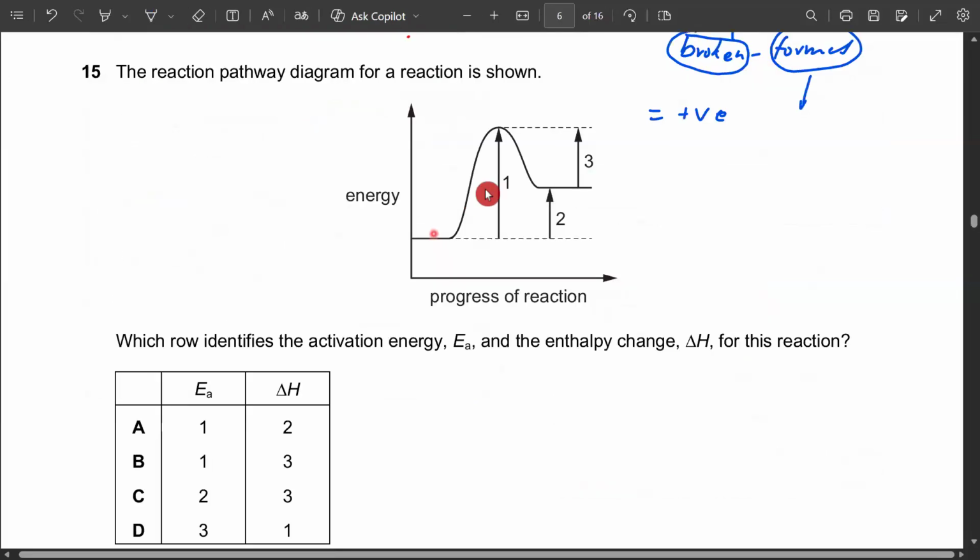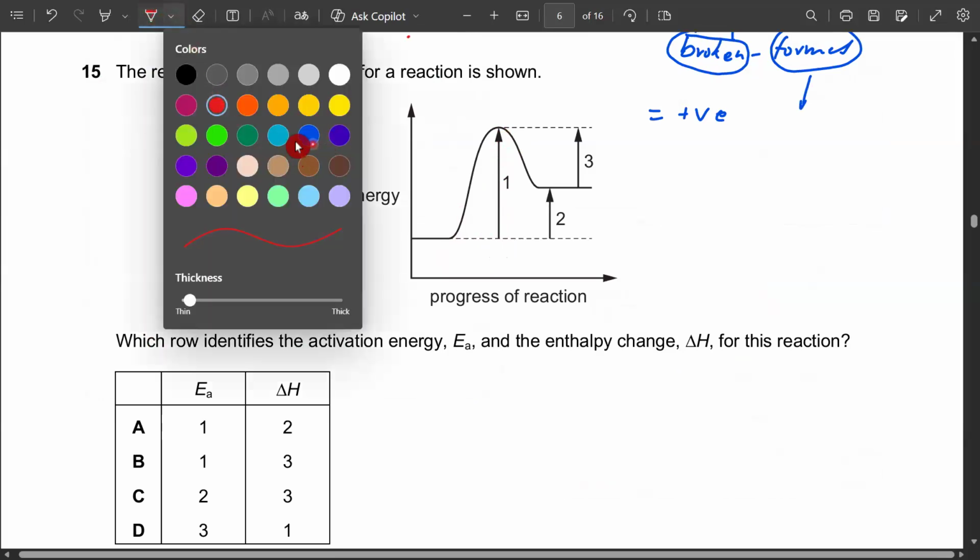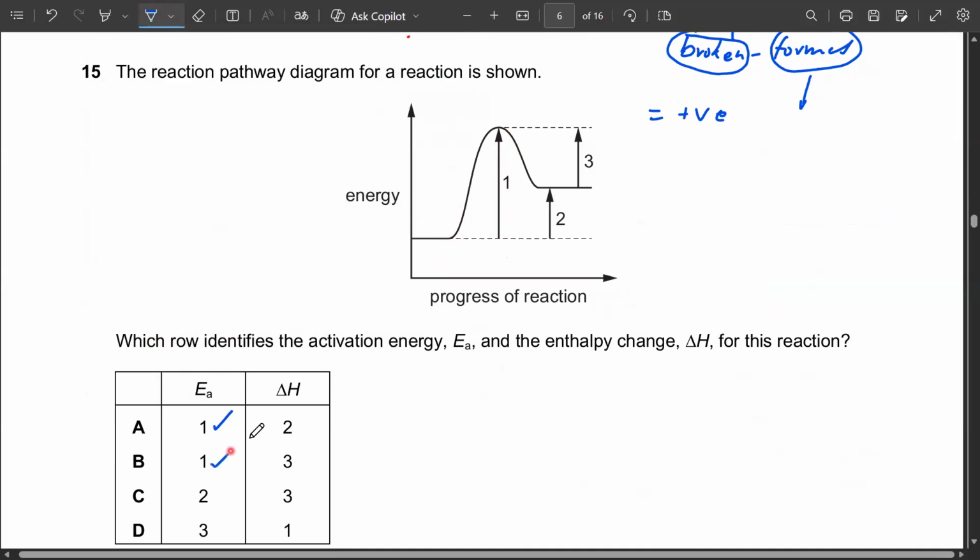So coming back to the question, one is the difference from the reactant level to the top of the peak. That means one is the EA value. And second is reactants to the products. This is a reaction pathway diagram for an endothermic reaction. So these are the levels of the product. Reactant to the product level is 2, which is delta H. So 2 will be delta H. So that means A is the correct option.